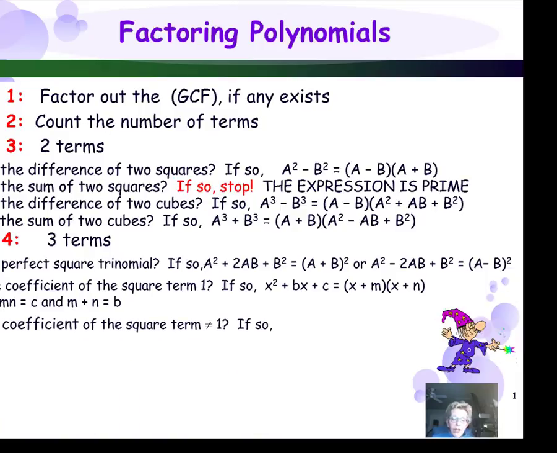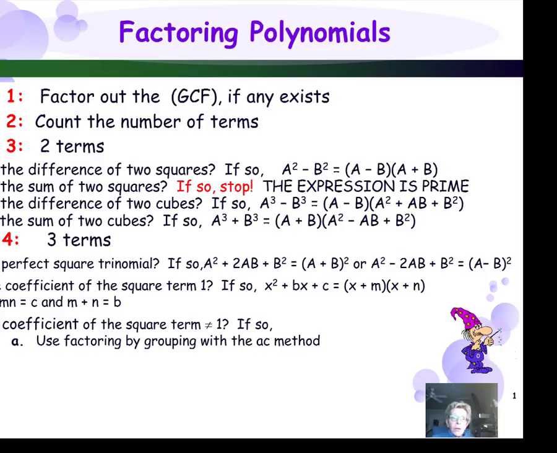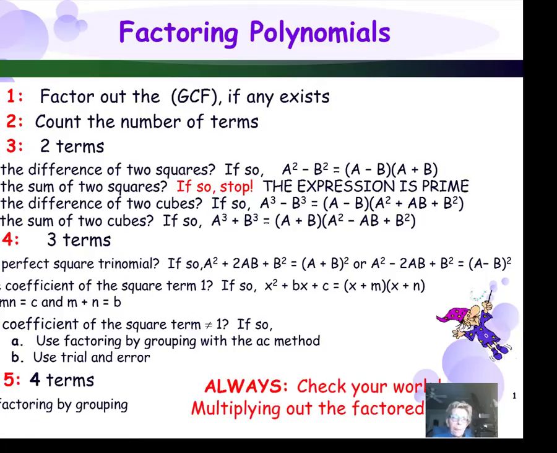Now, if the leading coefficient is not equal to 1, you would factor by using grouping or with the AC method. I'm actually not going to cover that in this presentation. If you like that method, you may look it up in the book. Or, use trial and error. The last is, are there four terms? If there are four terms, we're going to factor by grouping.